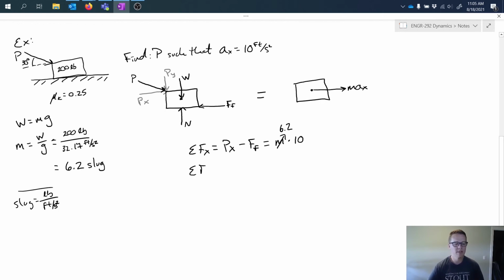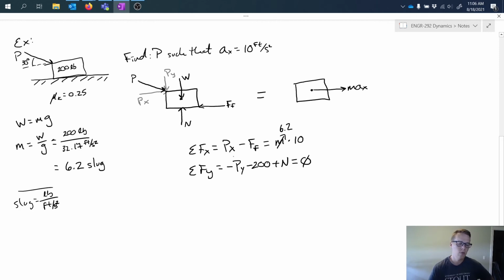Okay, now I can sum my forces in the y direction. In the y, I have a Py acting downward. I have a 200-pound weight acting downward, and I have a normal force. And if I'm suggesting that there's not going to be any vertical motion, then I can set that equal to 0, right? Because my kinematic diagram doesn't have anything over there.